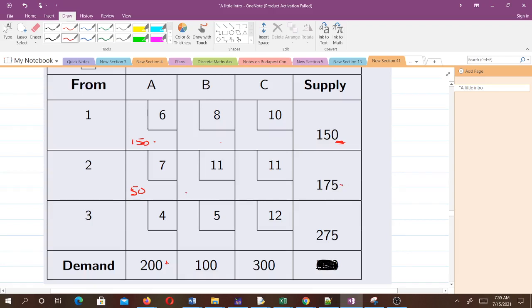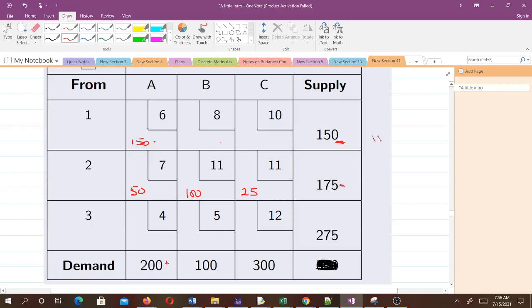We need 175. We can supply 175 here, and we've supplied 50. So what is remaining? 125. But when you put all the 125 here, it will exceed the demand here. So we can't put all the 125 here, but what we can put here is 100. When you put 100 here, then here we needed to supply 175, but 50 plus 100 is what? 150. So we need to supply 25 more. Automatically the 25 will be here. So you can see that now this place is satisfied.